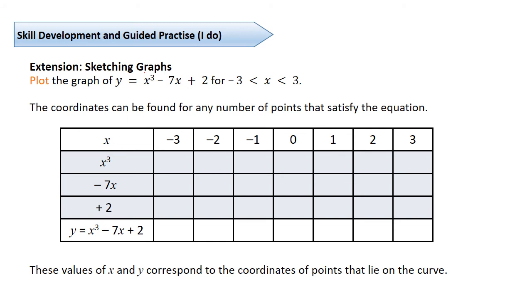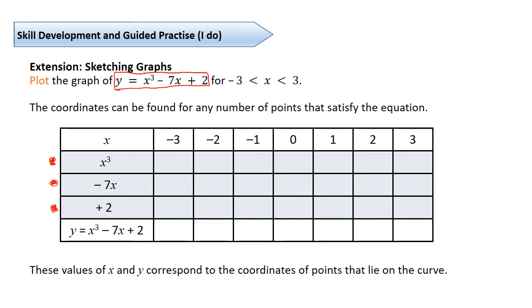Now, what we're going to do is break up our problem into bite-sized pieces. Down here we have 3 columns. We have an x cubed row, a -7x row, and a +2 row. That's just going to help us as we determine the value. If we break it up, we're less likely to make silly mistakes in our calculator calculations.